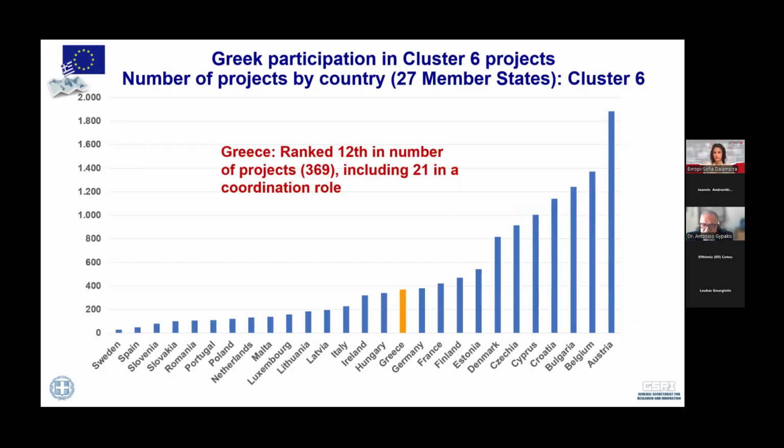Moving specifically to Cluster 6, which covers food, bioeconomy, natural resources, and environment, Greece secured 284.7 million in net EU contribution. This accounts for 0.46% of the total Horizon Europe budget, but a substantial 2.6% share of the Cluster 6 specific budget. We currently have 369 projects under this cluster with 273 unique Greek participants.